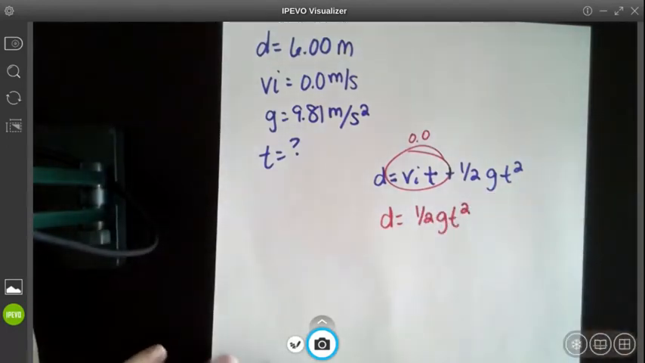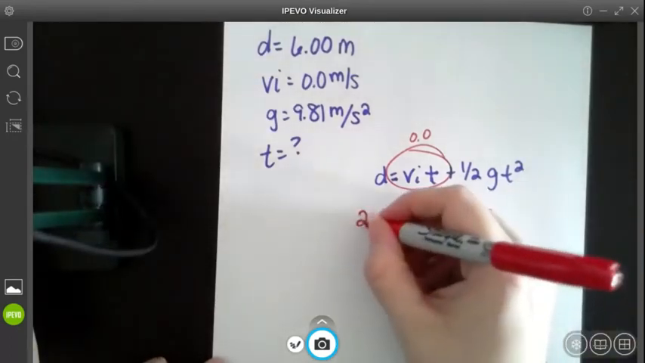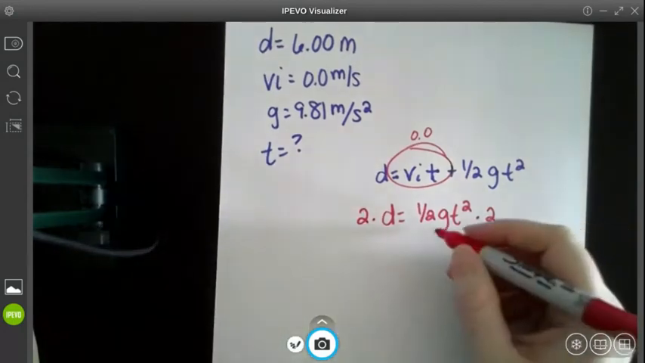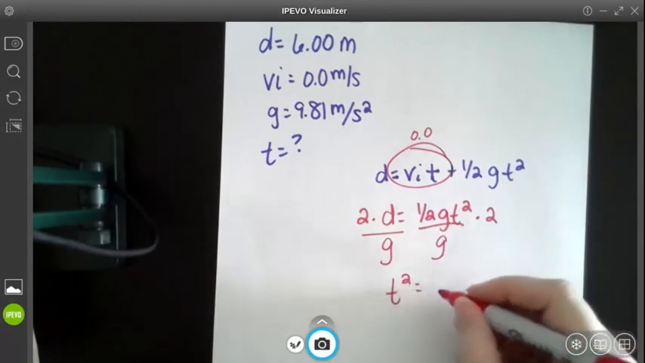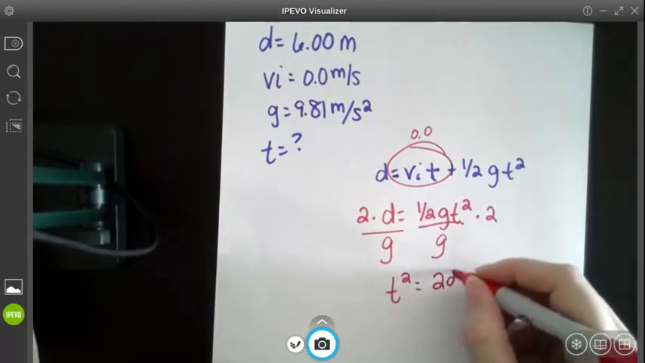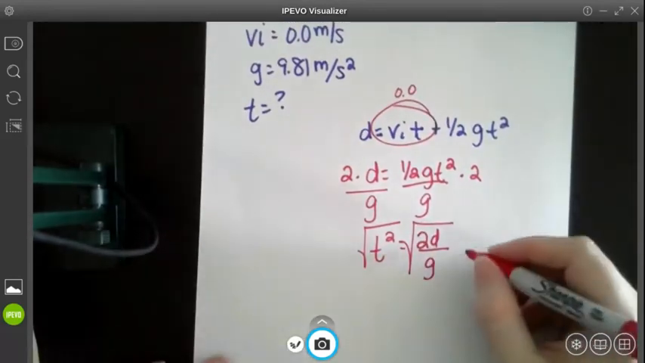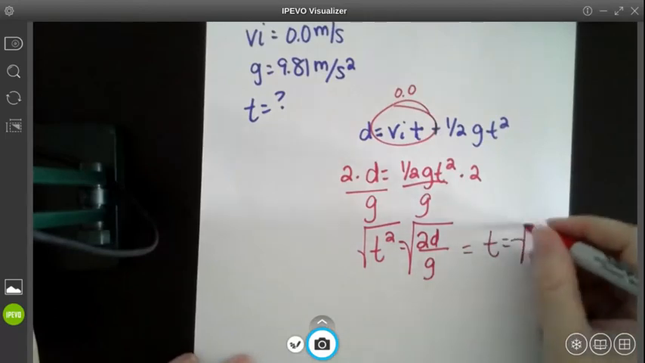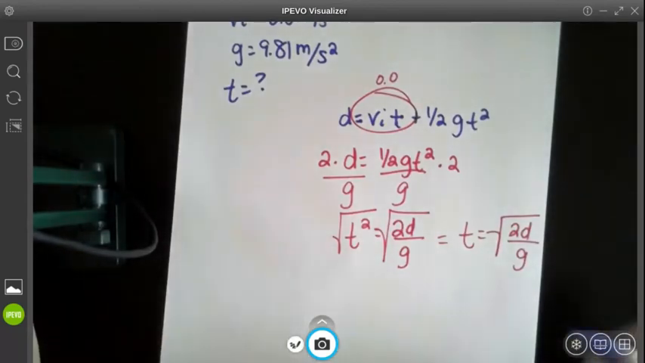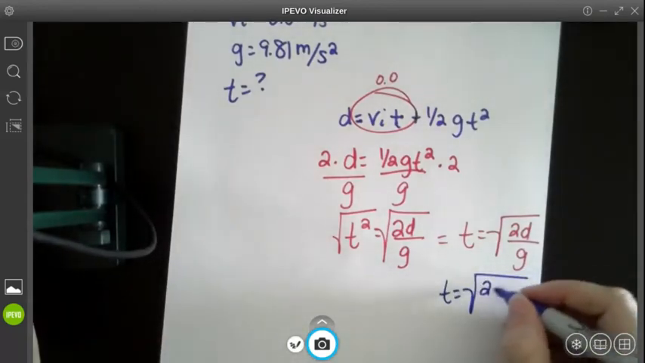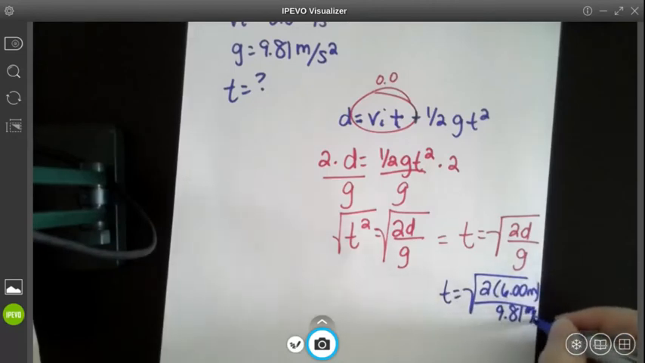But we want to solve for T, so we have to do some rearranging. First thing we'll do is multiply by 2 on each side, and then we're actually going to have to divide by G. After that, we're going to have T squared equals 2D over G, and to get T by itself, we will have to do the square root. So our final equation is T equals the square root of 2D over G. So after I have all that, let's plug in the numbers. T equals the square root of 2 times 6.00 meters over 9.81 meters per second squared.